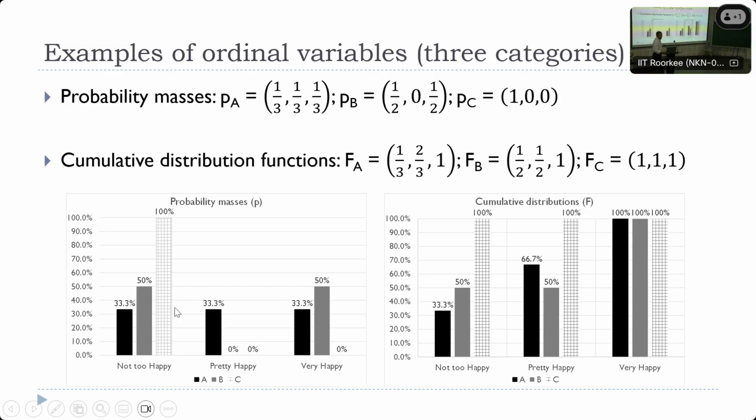Now, if you draw the cumulative, what fraction is in the bottom category? 33. How many people are in the bottom two categories? 33 plus 33. How many in the bottom three categories? All of them together. This is how it is. Again, we are talking about cumulative distribution, but in the discrete world. You see, it's going up. The cumulative distribution always has to go up at least. It cannot fall.